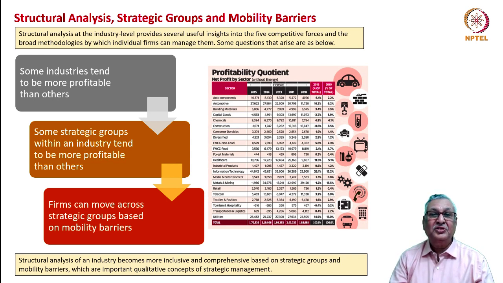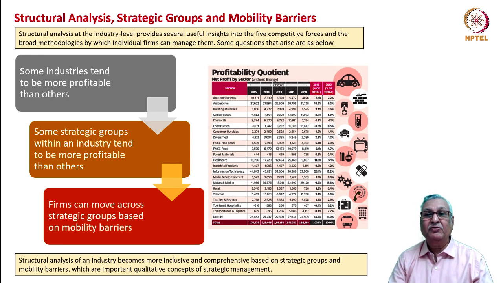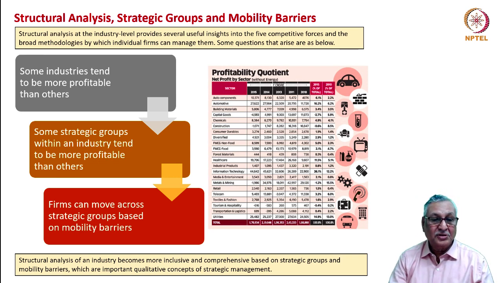Structural analysis at industry level provides several useful insights into the 5 competitive forces. From now onwards, let's talk about the 5 competitive forces and the broad methodologies by which individual firms can manage them. There would be some questions when we look at the whole structural analysis in an industry. Typically, some industries tend to be more profitable than others. Some strategic groups within the same industry tend to be more profitable than others, and firms can move across strategic groups based on mobility barriers.